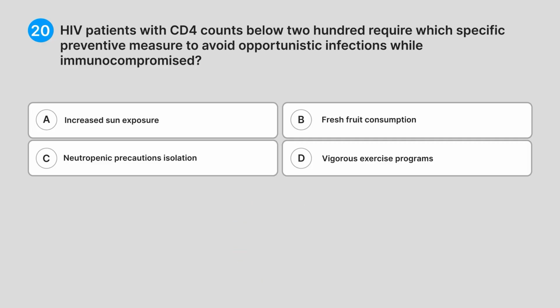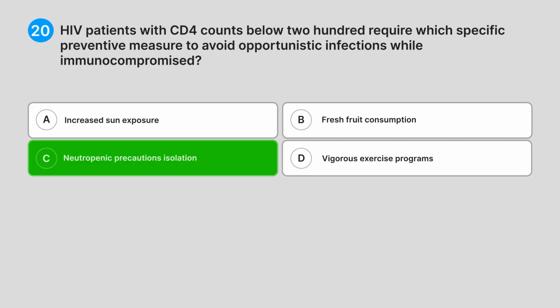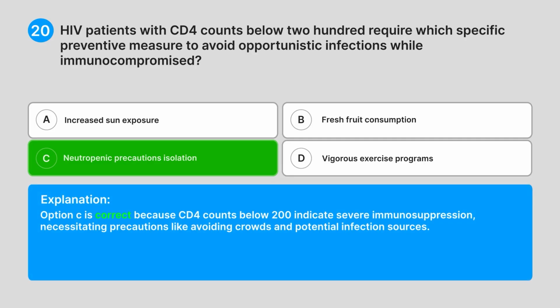Correct answer. C. Neutropenic precautions isolation. Explanation. Option C is correct because CD4 counts below 200 indicate severe immunosuppression, necessitating precautions like avoiding crowds and potential infection sources.